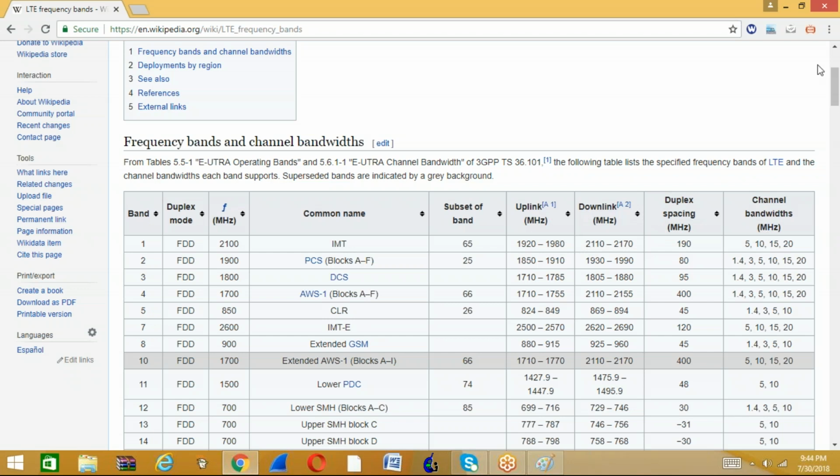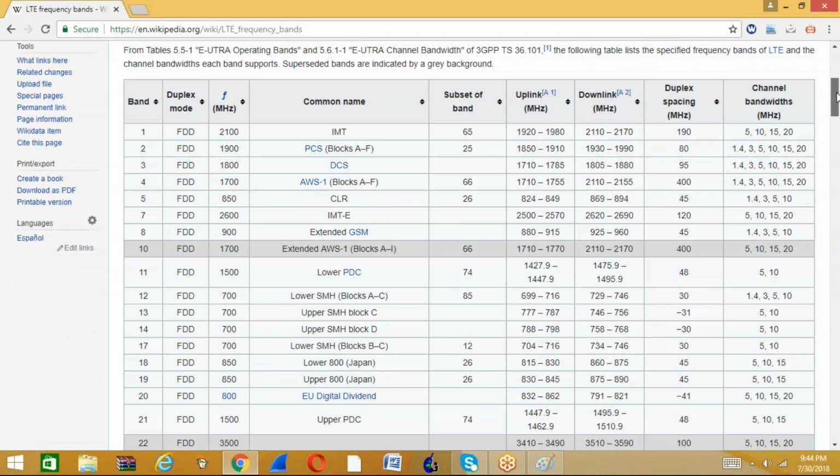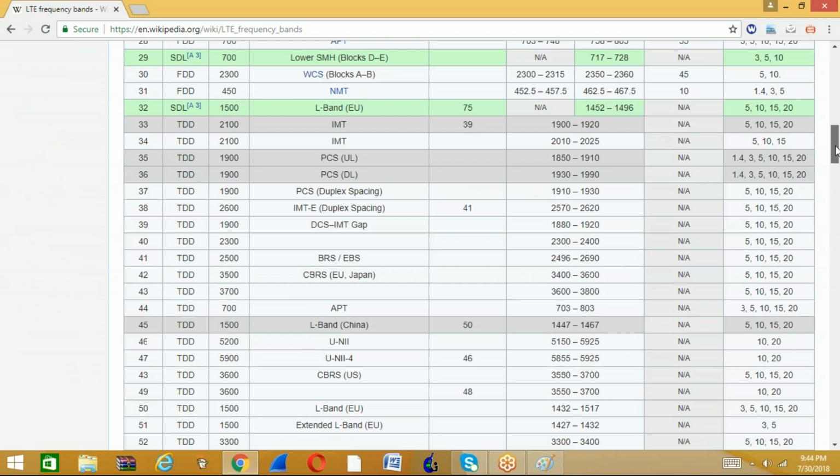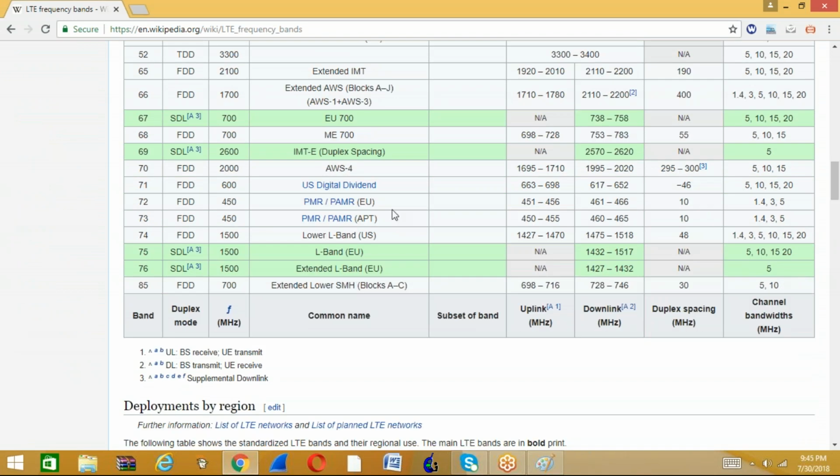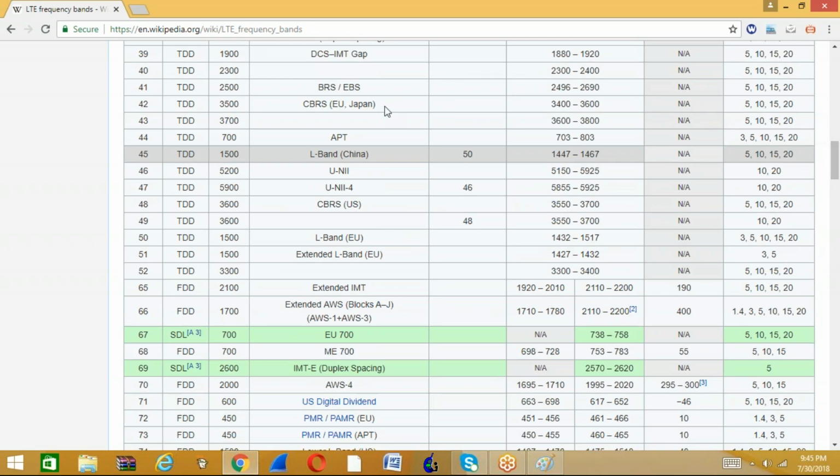So now, UL has a separate channel number, DL has a separate channel number. If I go down, how many bands do we have? Now it is extended to 85. When I saw it, it was 67 only. You don't have to worry about all those. You can say you are using a maximum of up to 47. Now I'll go to band number 1, what we are discussing.